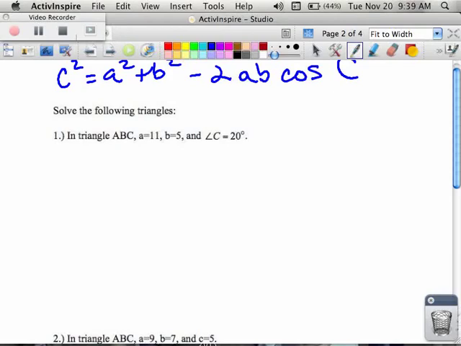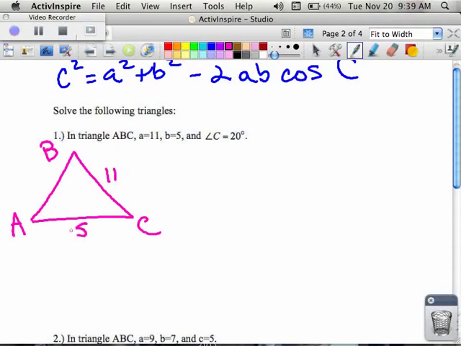So I draw this triangle. Here's the triangle. I'll put capital A over here, I guess. I don't really know. I don't even know what I did on my last time I taught this. There's A, B, C. Little a is 11. That means it's the side across from capital A. Little b is 5. That means it's the side across from capital B. And angle C is 20 degrees.